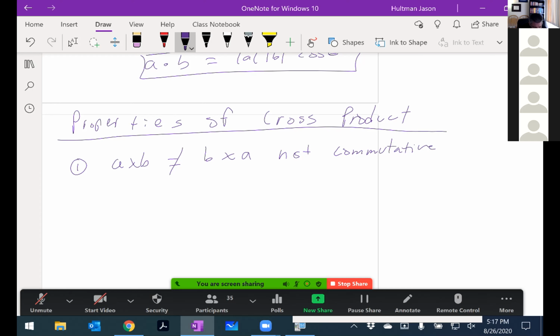A cross B does equal, however, negative B cross A. Okay, it's negative B cross A. It's kind of interesting.